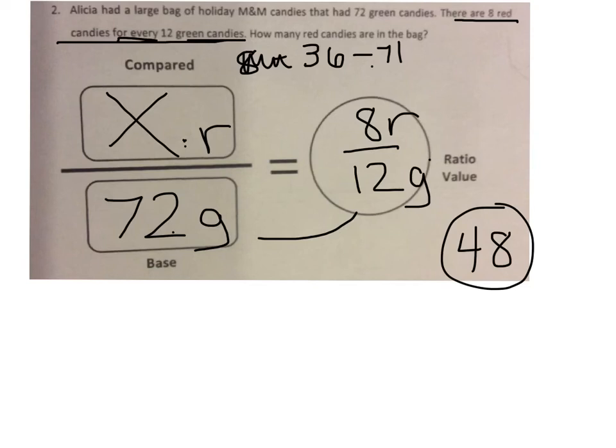If I had 72 green candies, could there be 48 red? There are less red than green, then that's a really good sign, because it says in your ratio 8 red for every 12 green. So yeah, that's pretty good common sense answer.